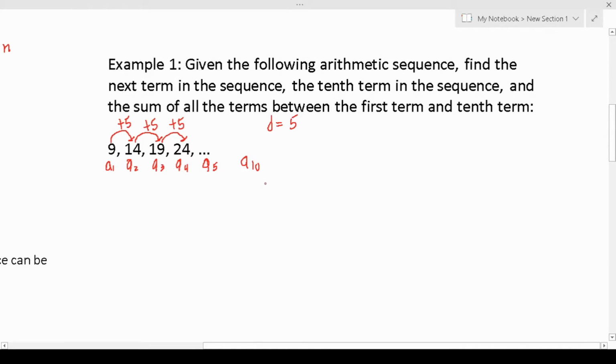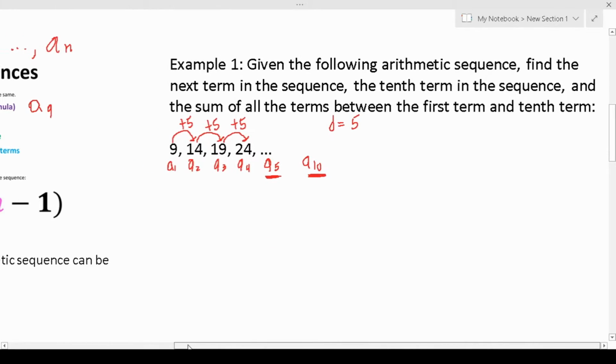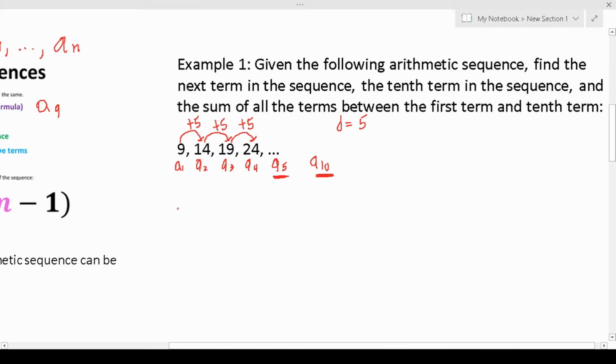With all these things identified, we can now find the next term in this sequence, which is a_5, as well as the 10th term in this sequence. And moreover, we can quickly find any term in this sequence that we wanted. If they said find the 1000th term in this sequence, we can do it. And again, we use this formula to figure that out. a_n equals a_1 plus d times (n minus 1).